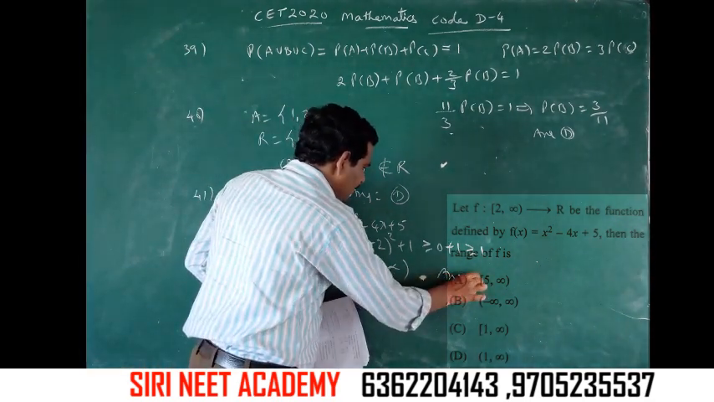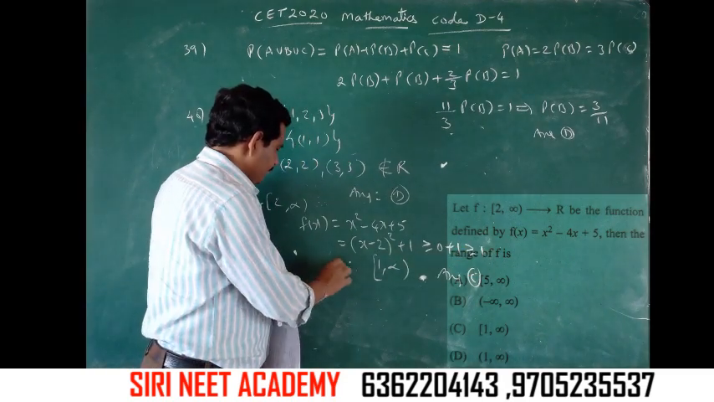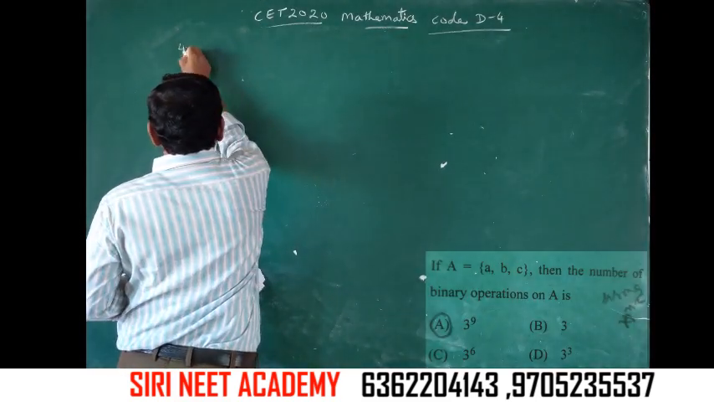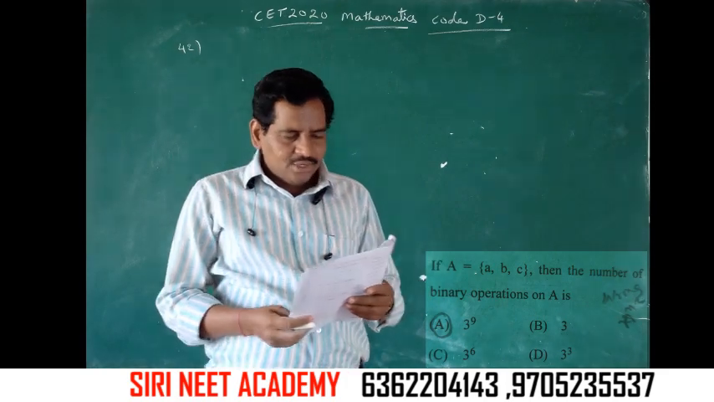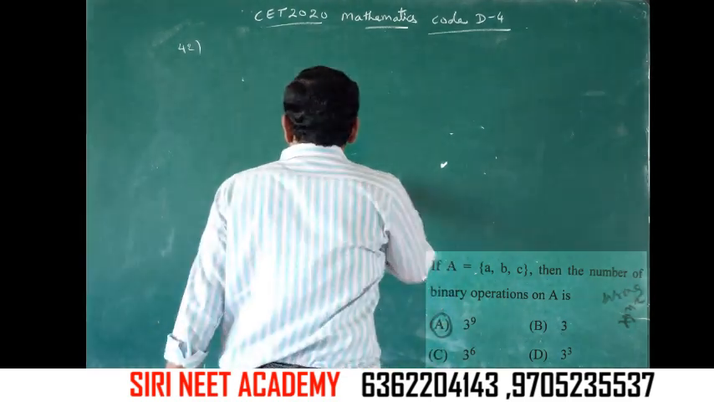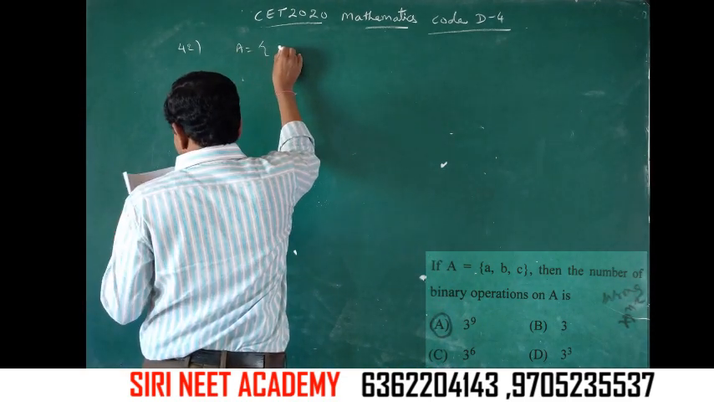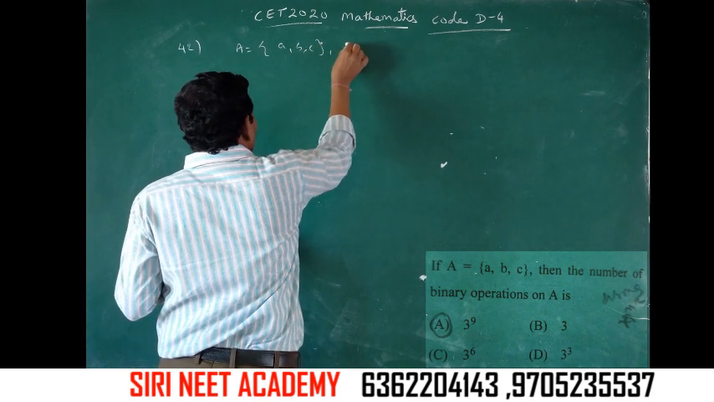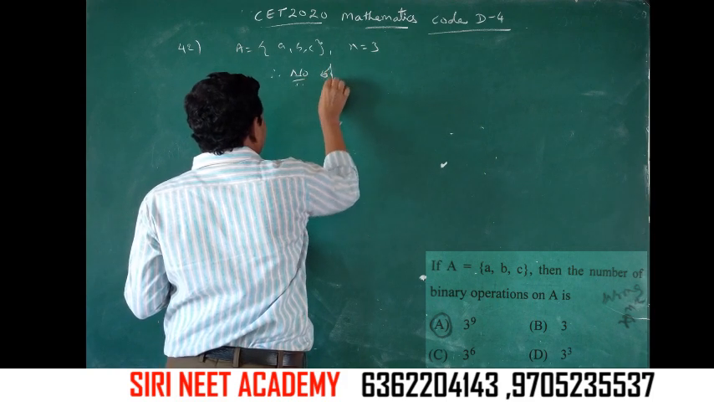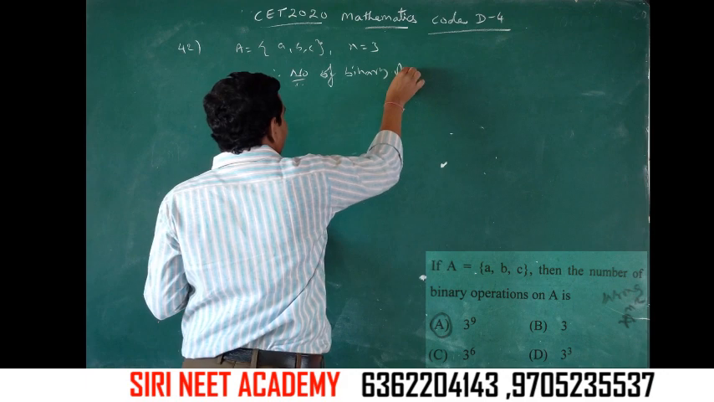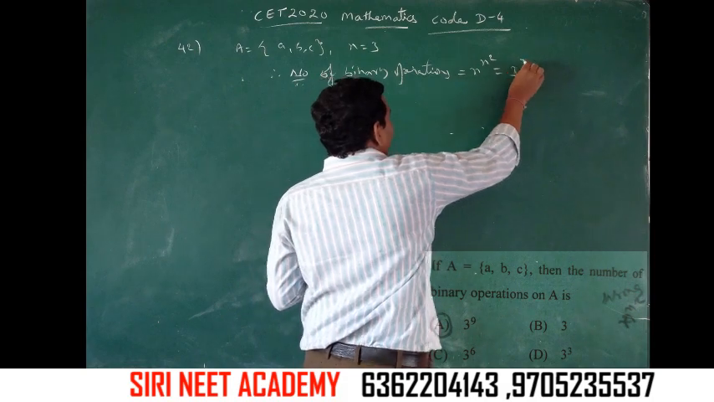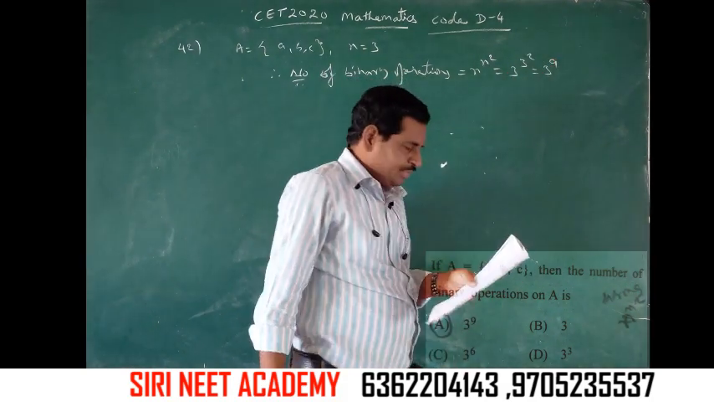Option C. Number 42. If A is equal to the set {a, b, c}, then the number of binary operations on A is? Direct question. A is equal to the set {a, b, c}, so the number of elements is 3. So the number of binary operations, formula n power n square, 3 power 3 square, 3 power 9. Option A.